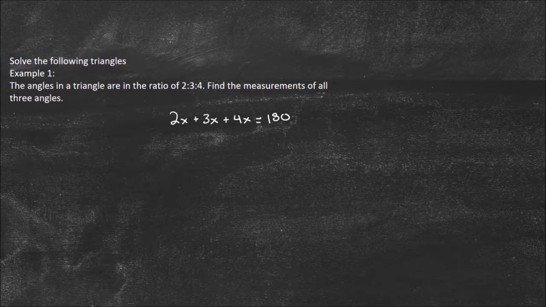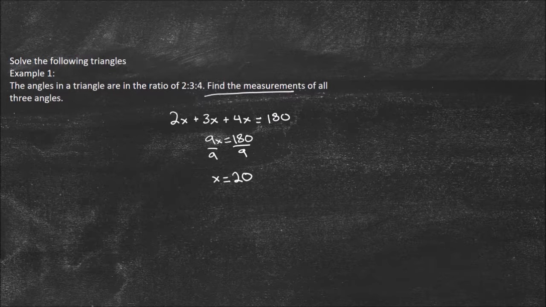So if the angles are in that ratio and I know all of them need to add up to 180, I now just solve this for x. So 2x plus 3x is 5x, plus 4x is 9x. So 9x equals 180. Divide both sides by 9, I get x equals 20. But that's not my answer, because the question says find the measurements of all three angles.